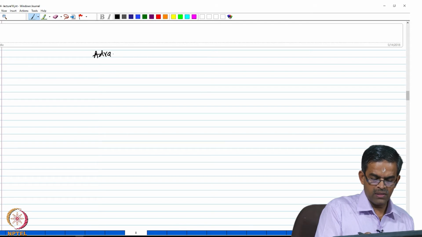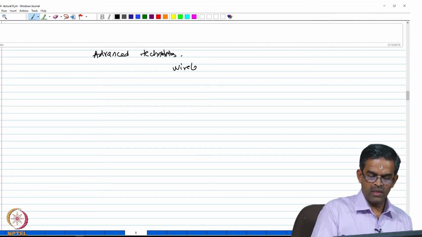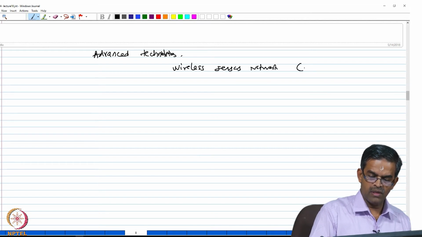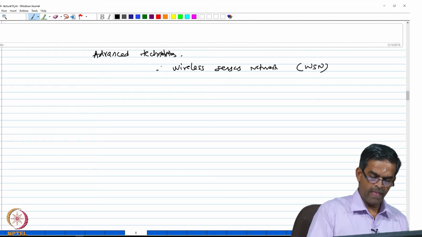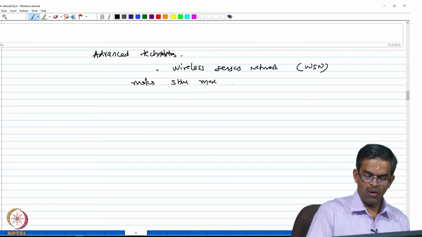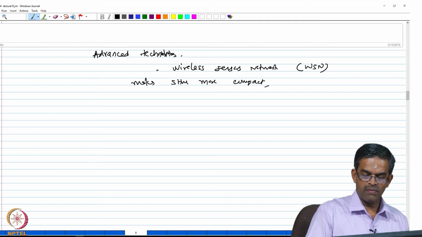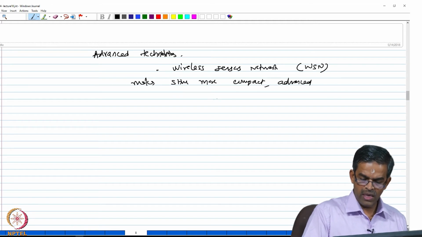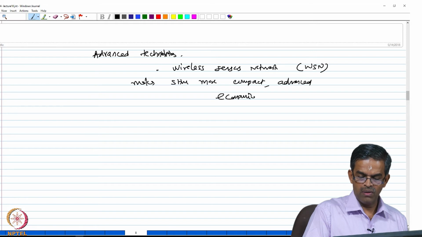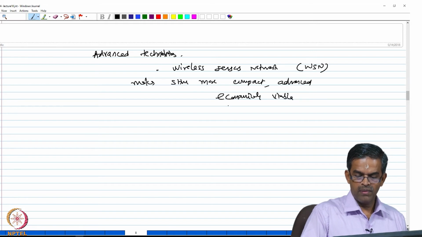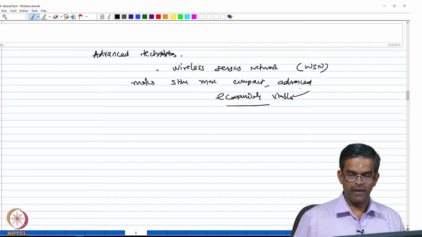The advanced technologies like wireless sensor networking, that is WSN, make SHM more compact, advanced, and I should say economically viable, because if you go for large networking, wireless sensor networking can become very cheap.